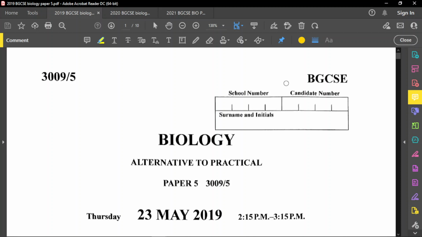Welcome everyone. We are doing another BGCSE past paper. Today we are doing a biology paper. It's an alternative to practical paper, which is Paper 5. And this was from the year 2019.